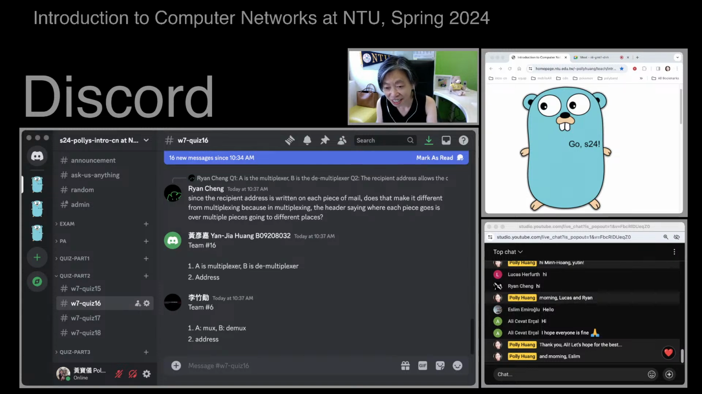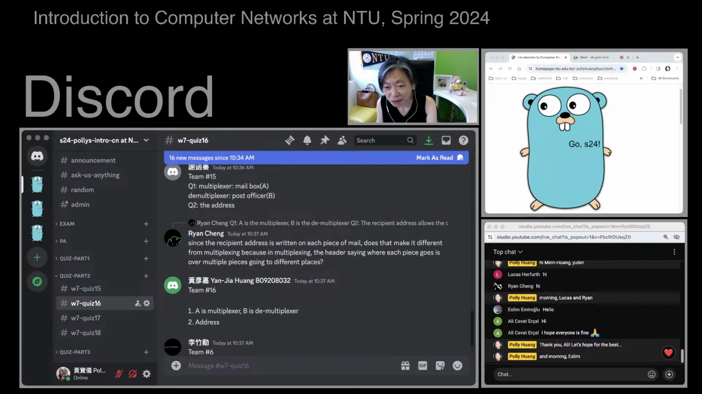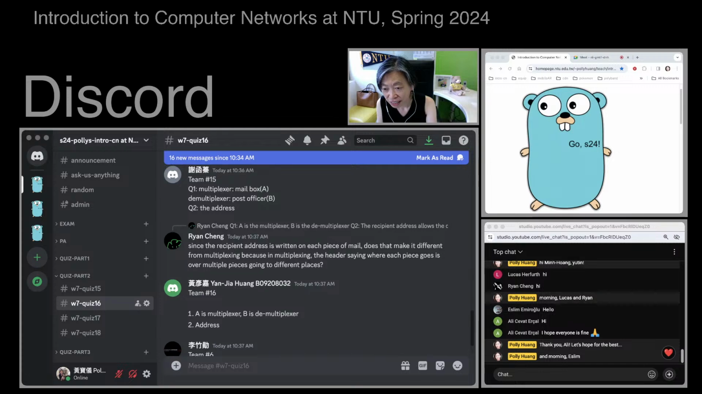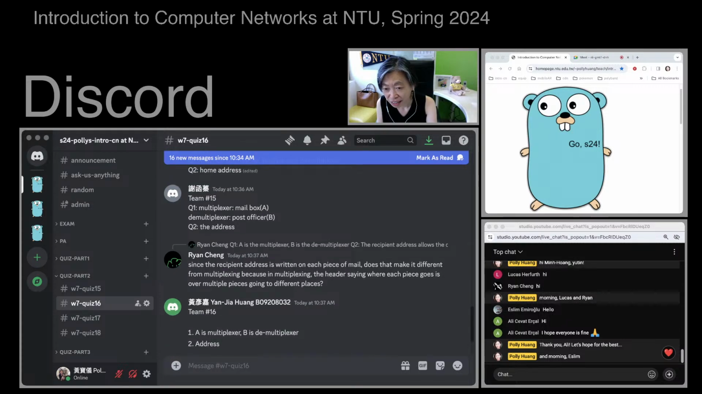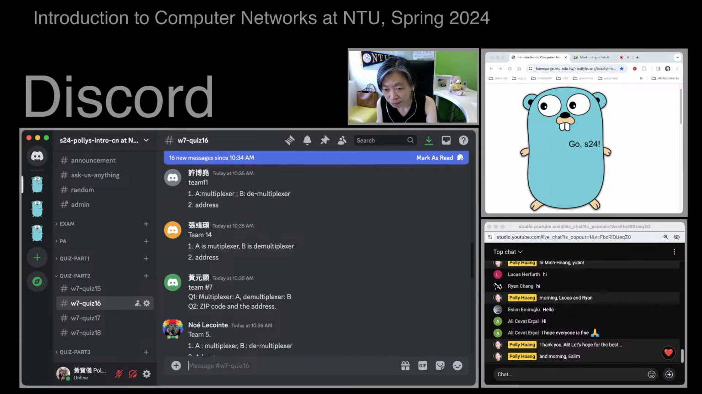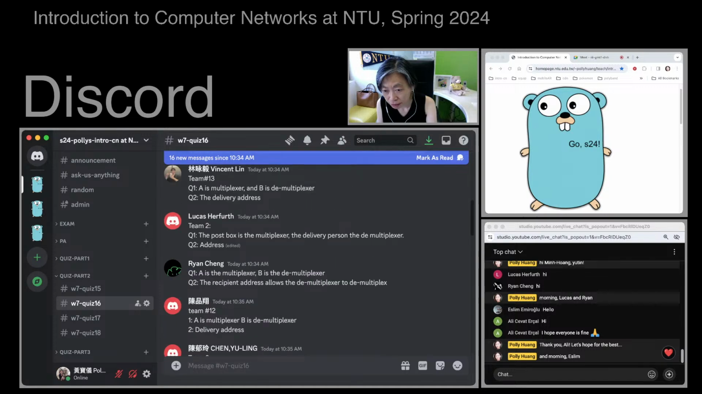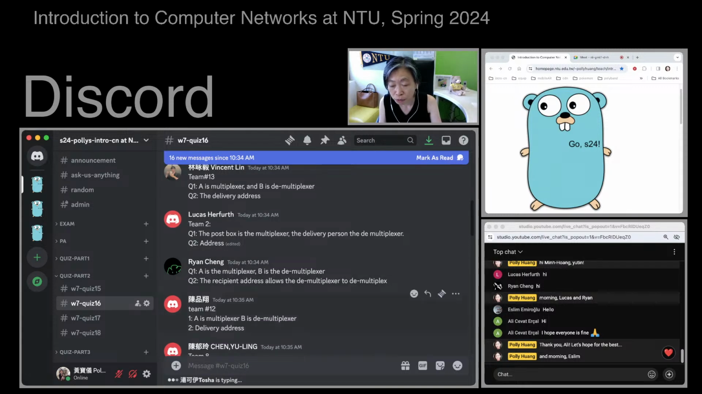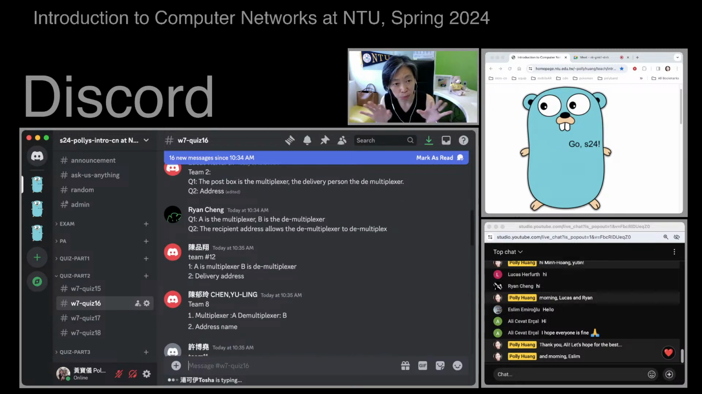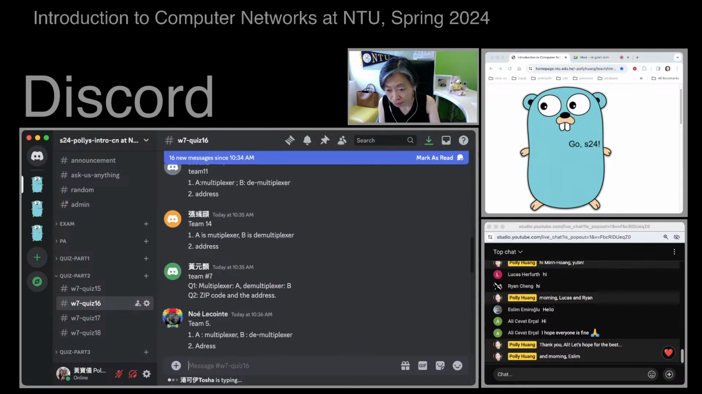All right, good. I think all the teams have posted on the channel. Okay, multiplexer: A is the multiplexer. If you recall from the video, the multiplexer is the sender side, and the demultiplexer is the receiver side. And for the postal system, the exact home address is what the mail lady used to dispatch the mail.